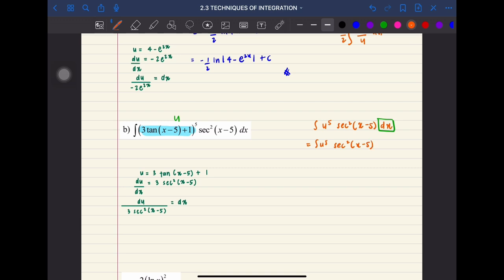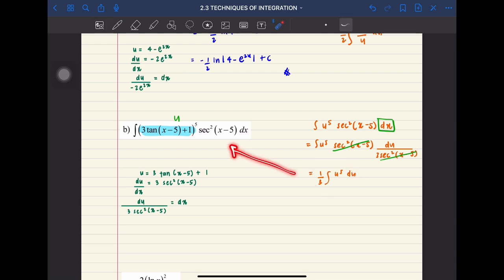So your dx is equal to du divided by 3 secant squared x minus 5. Again, notice that we can cancel out the secant squared over here because it's the same thing. Then you can bring out the constant, which is 1 over 3. So what's left is u^5 du. Now everything has been changed in terms of u.